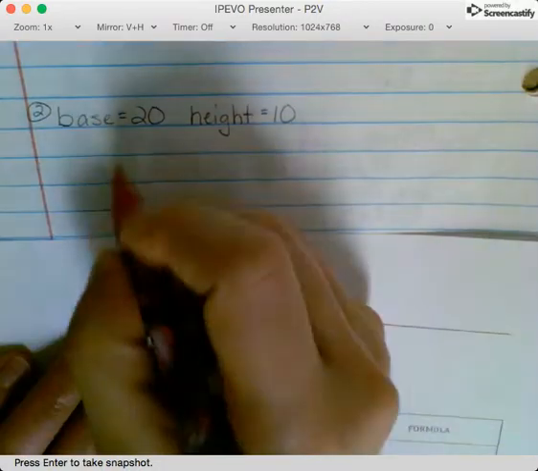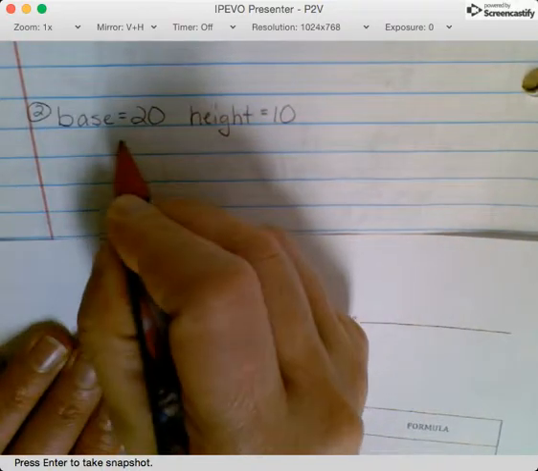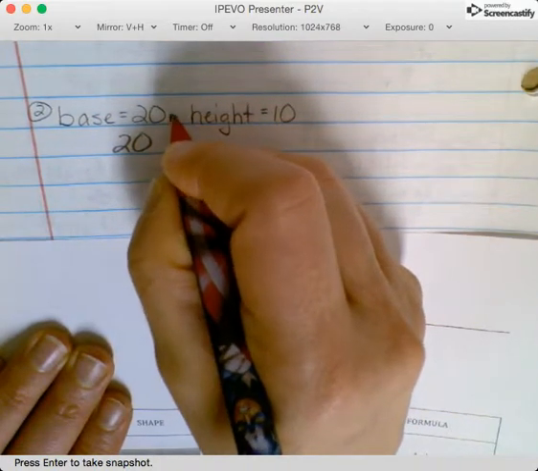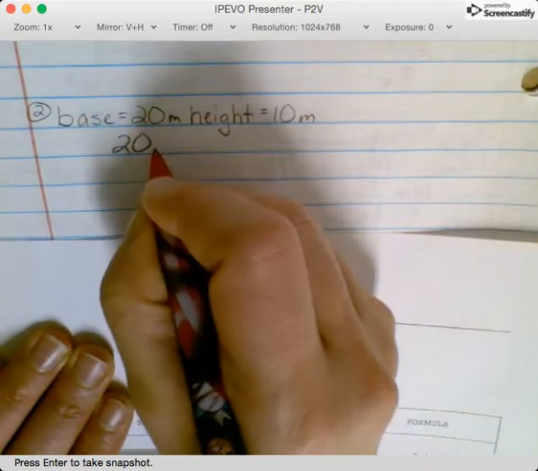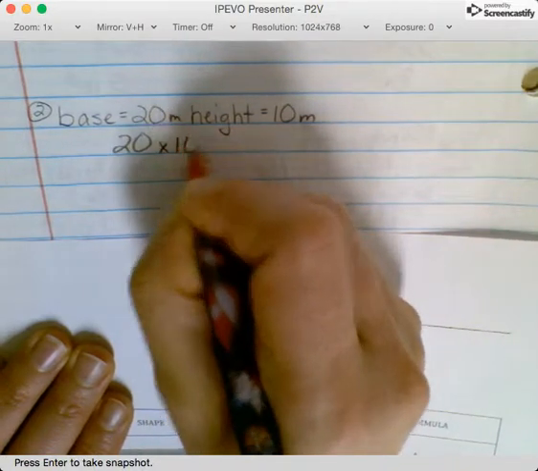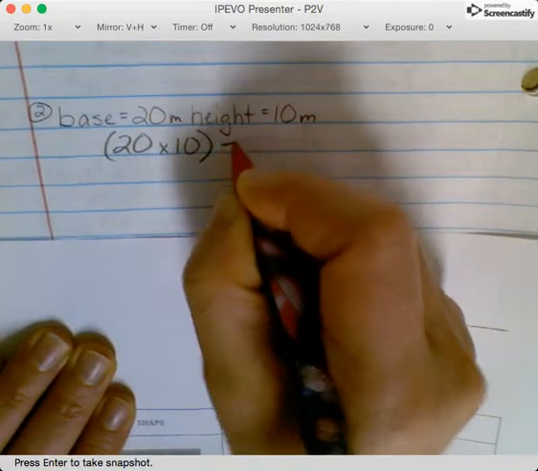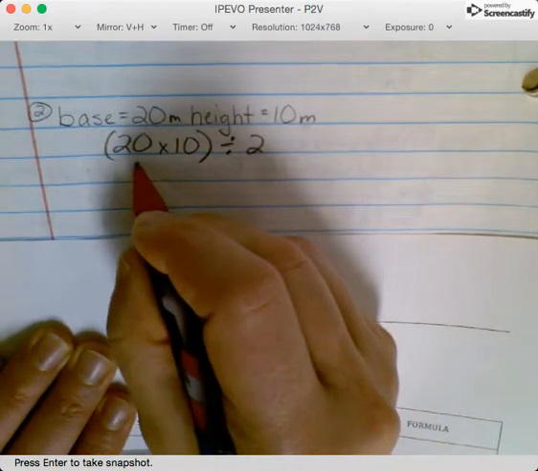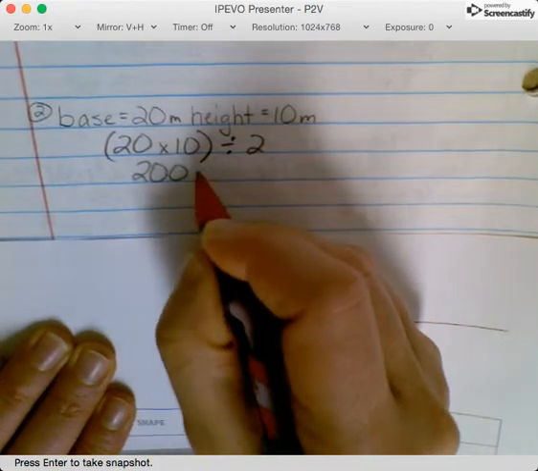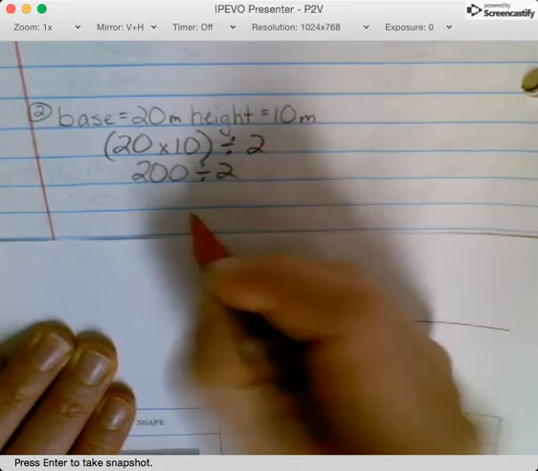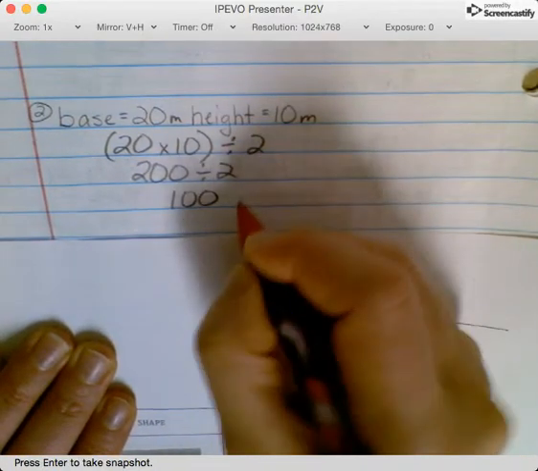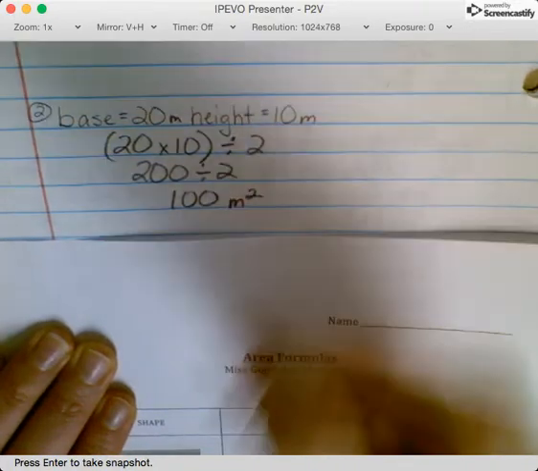Another way I could do this is, let's do meters on this one. 20 times 10 in parentheses divided by 2. So 20 times 10 is 200. And then we have 200 divided by 2, which is 100. And then I have meters squared.